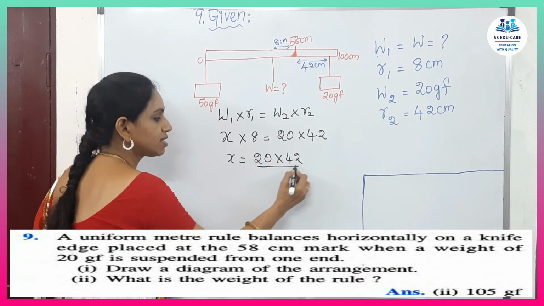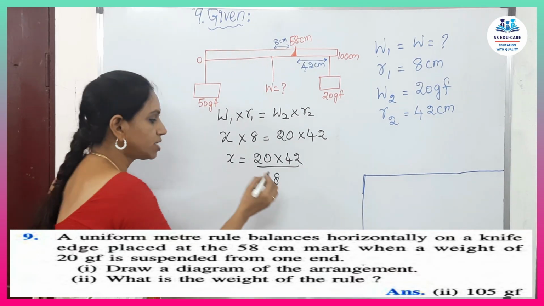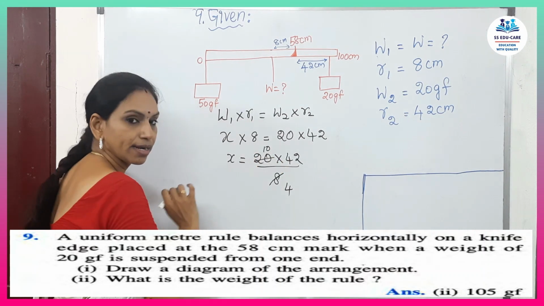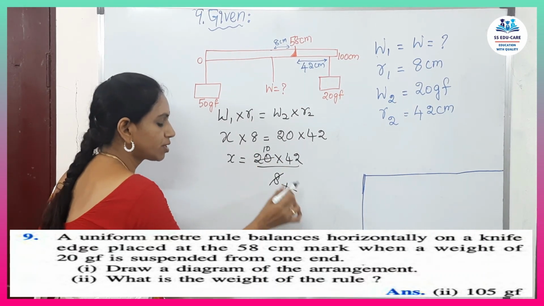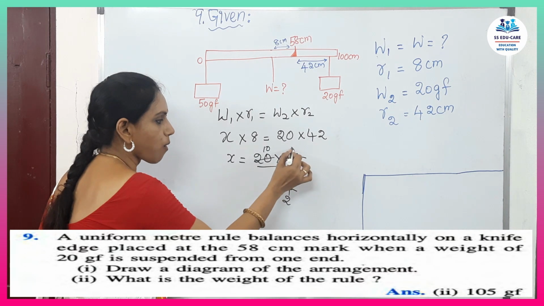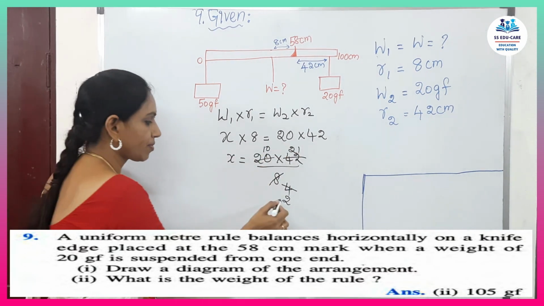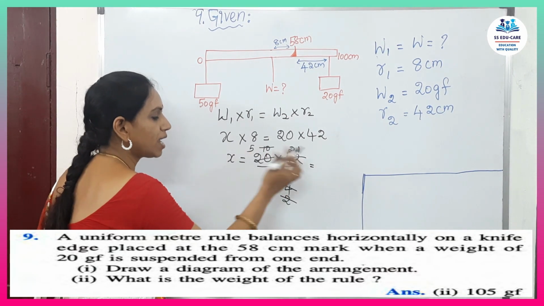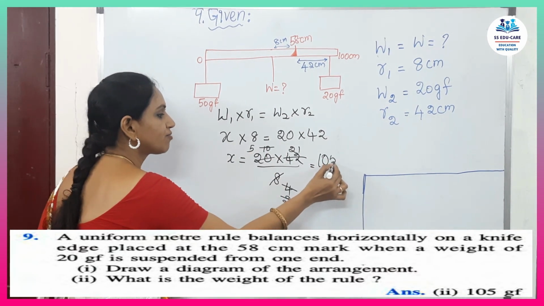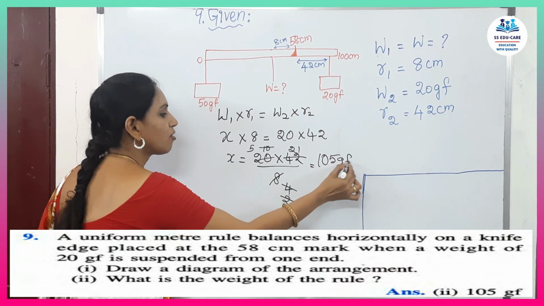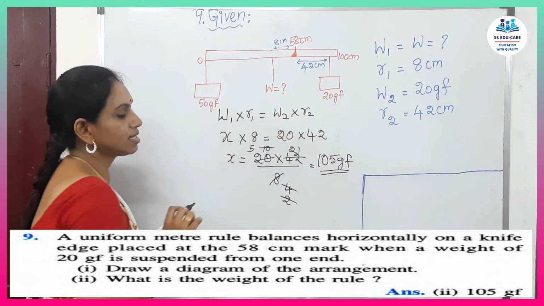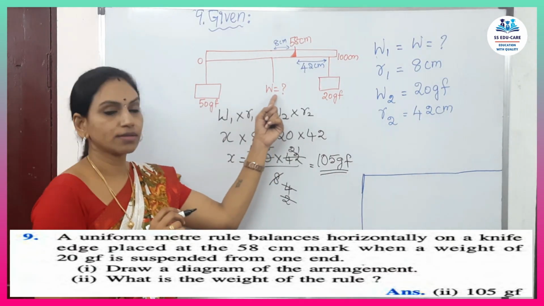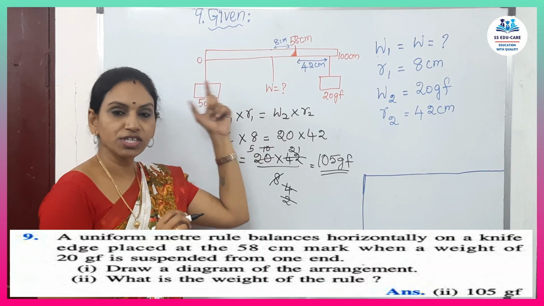In order to find out, X is equal to 20 into 42, this 8 will come this side. Now simplifying, this will be 4 and this will be 10. Again simplifying with 2, 21, and this 2 again with this 10, 5. So it will be 21 into 5, 105 gram force is the answer. The 105 gram force is the weight of this one, the actual weight of the meter rule.